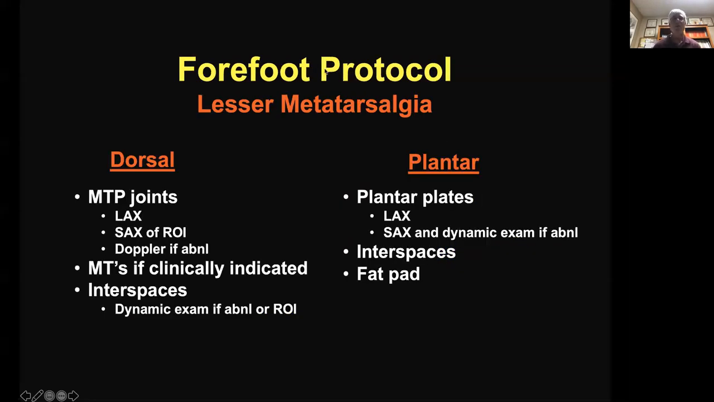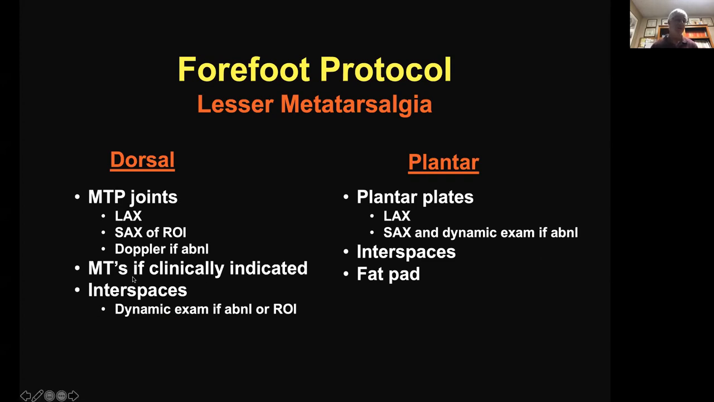So what is my protocol for the forefoot? I divide into dorsal and plantar, and that's for practical reasons. You apply gel, then you wipe it off, and if you're going back and forth, you're going to be doing that a lot and moving the foot around. So I start dorsally and I look at the joints first, as in most protocols. Then I only go to the metatarsals if clinically indicated. So if they're having pain at the metatarsals, I'll look, but that's not part of the standard protocol.